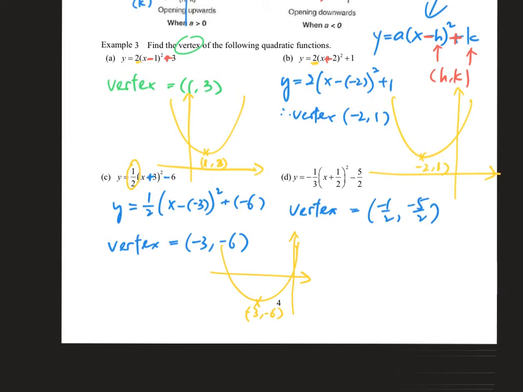Part D should be similar. Oh no, because a is -1/3 this time, it's an unhappy graph with the vertex (-1/2, -5/2). Because of -1/2, the y-axis should be on the right-hand side of the vertex, and -5/2 means the x-axis should be above it. So these are the pictures of the graphs of the functions in part A to part D.